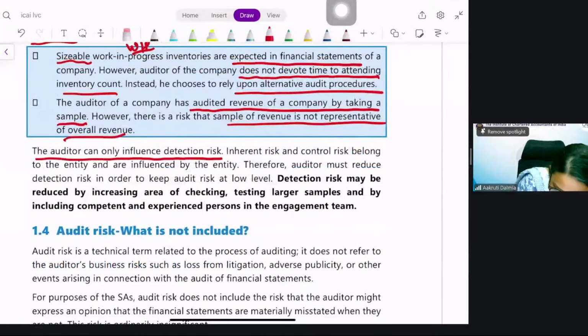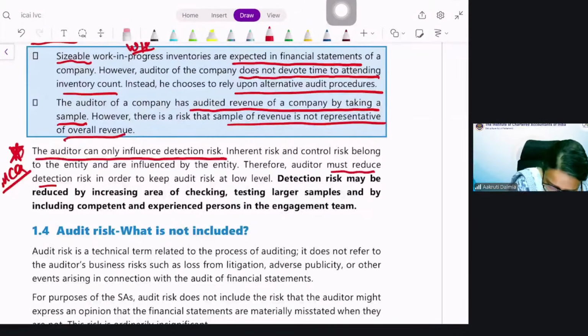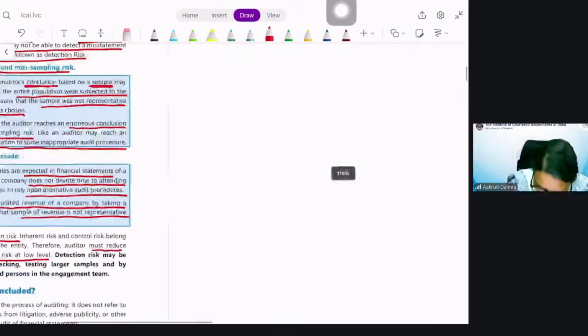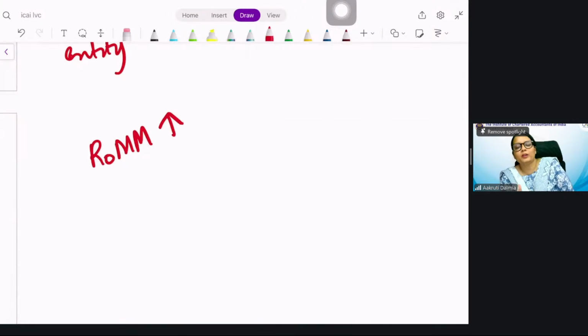Auditor can only influence detection risk. Remember this for MCQ. Auditor can only influence which risk? Detection risk. Inherent risk and control risk belong to the entity and are influenced by the entity. Therefore, the auditor must reduce detection risk to keep audit risk at a low level. So tell me this. If the risk of material misstatement is very high, then will the auditor do more sampling or less sampling? If the risk of material misstatement is very high, it means he will try to put detection risk as low as possible. Yes or no?